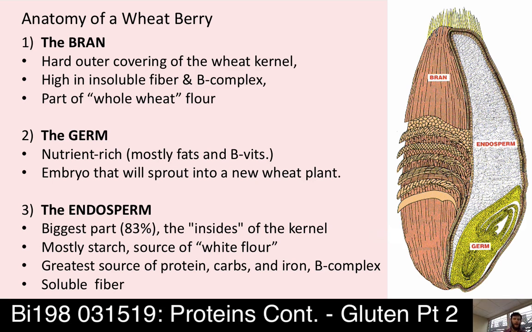So I put this slide in this morning at like 8:38 because we are going to be talking about wheat, and I guess I could have talked about it in lab, but I want to spend as much time in the kitchen today as possible.